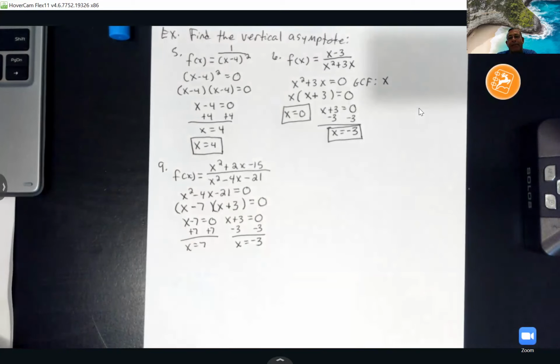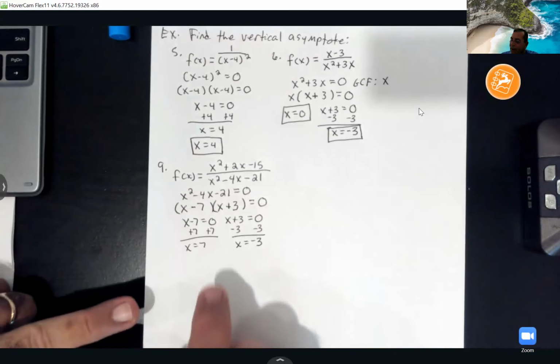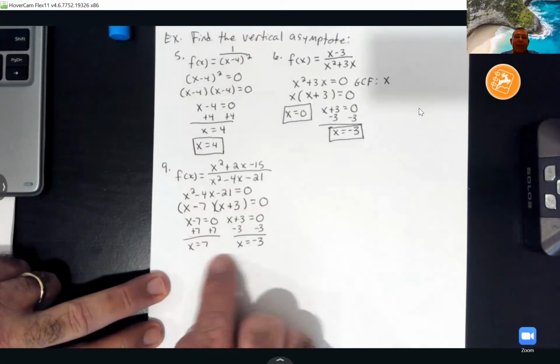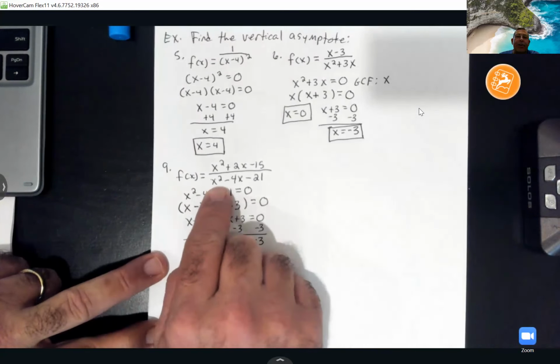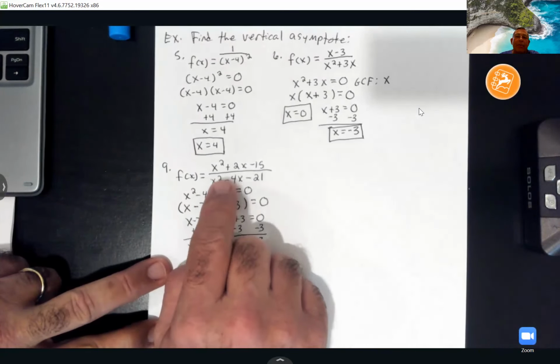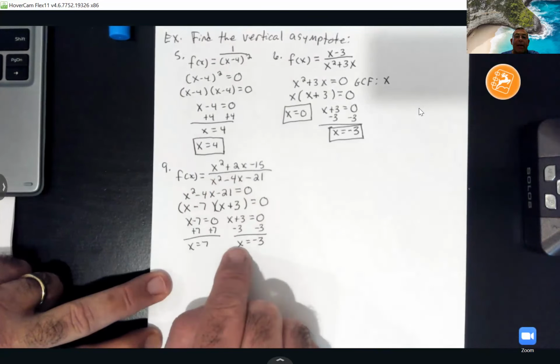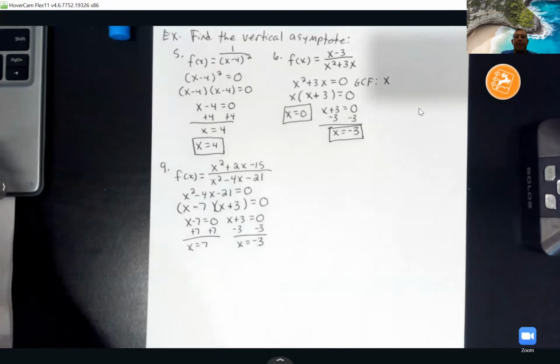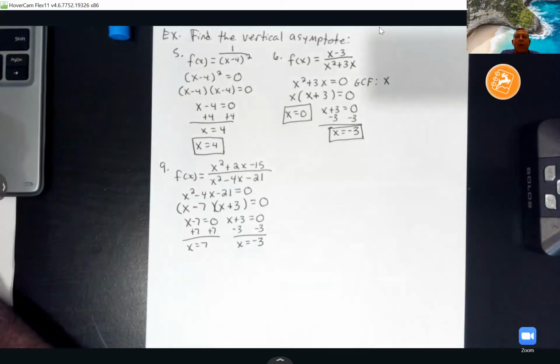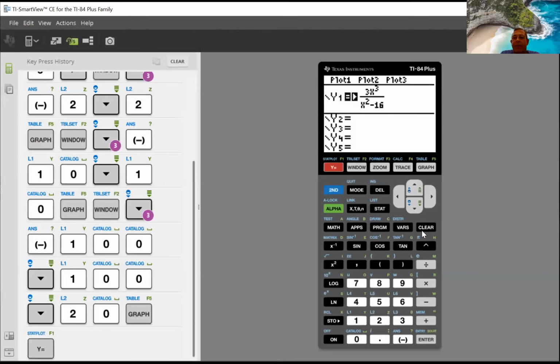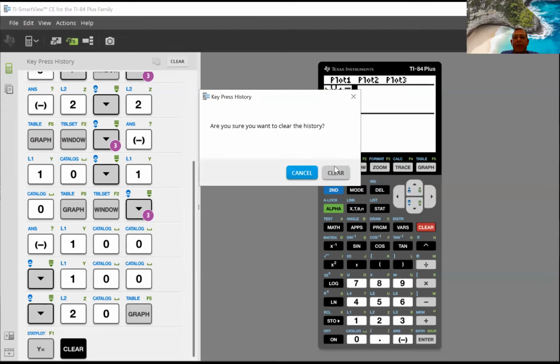Y'all, let me tell you something. I'm going to show y'all a trick. If you're weak at factoring this stuff, I'm going to go to y equals and show you how you can get these two answers without factoring. So let me go to my calculator. We'll go to y equals and clear this out and clear my history over here.